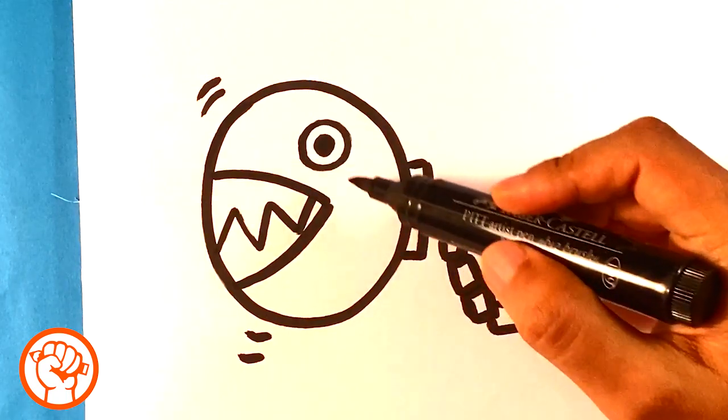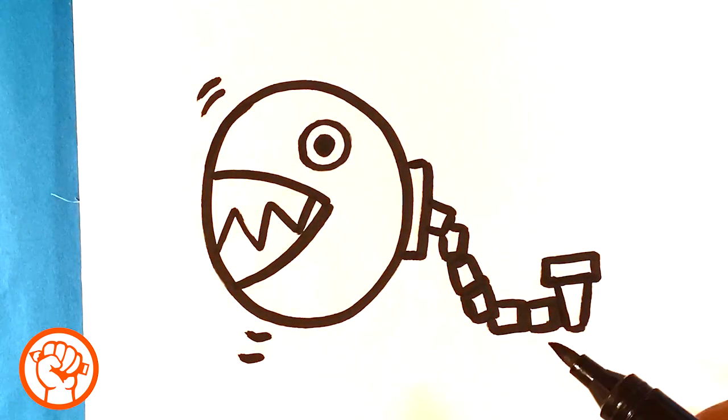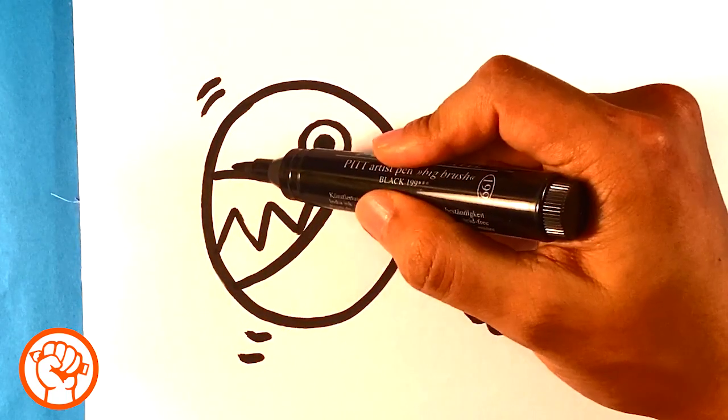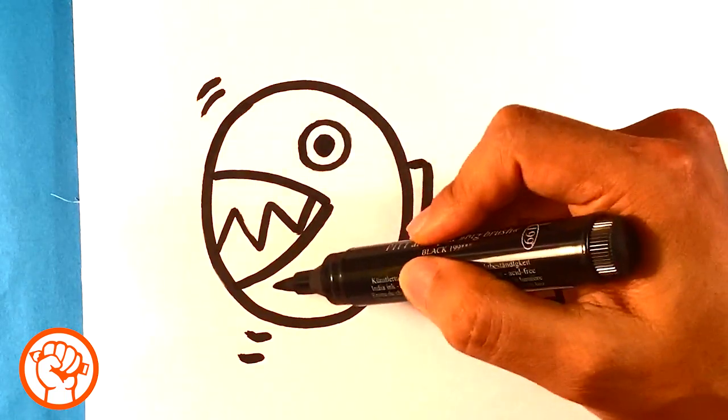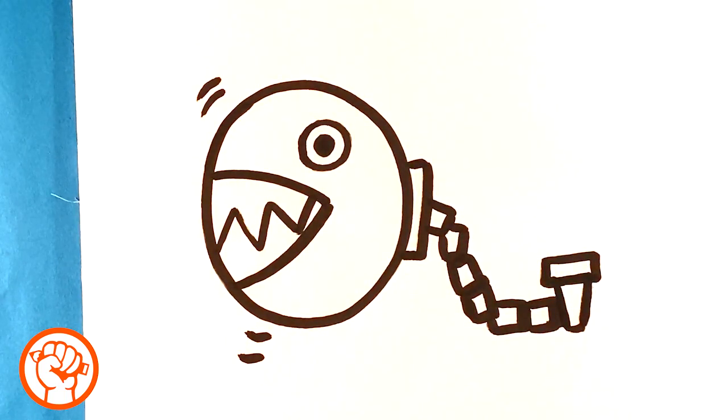You can fill this entire shape in completely black. That's another way you can do it. Let me see if I'm going to do it in this demo. I don't think so. I'm just going to keep it open like that.